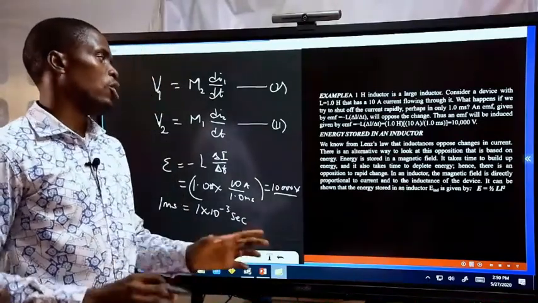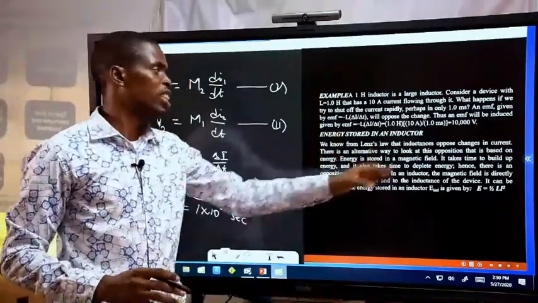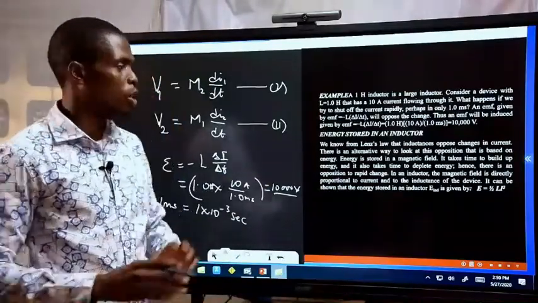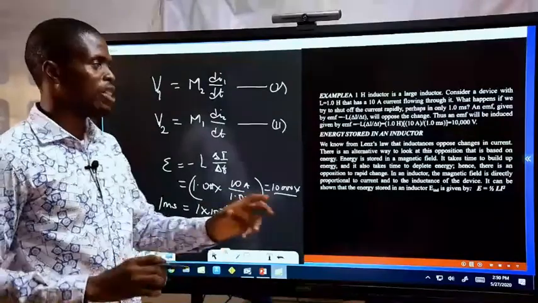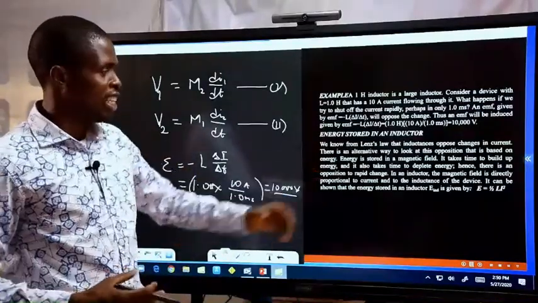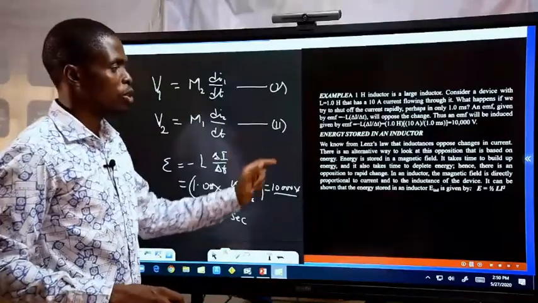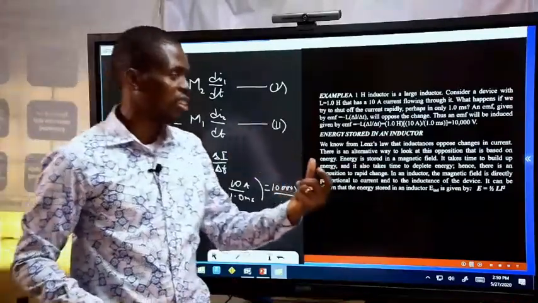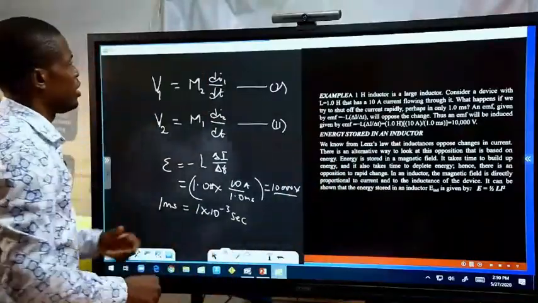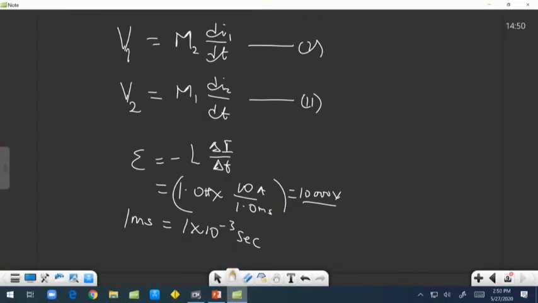So we know from Lenz's law, when we look at the energy stored in an inductor, that inductance opposes changes in current. There's an alternative way to look at this opposition, and that is based on energy. Now, what is the energy stored in an inductor? The energy stored in an inductor depends on the magnitude of the inductance and the current flowing. So to get the current flowing, we consider Lenz's law of electromagnetic induction.